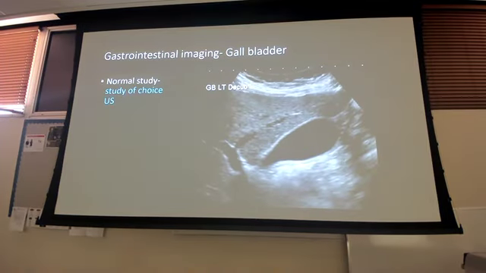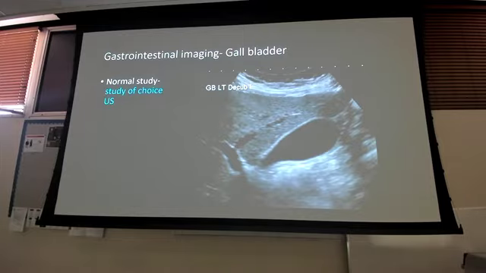Gallbladder. Ultrasound. Study of choice for the gallbladder is ultrasound, okay? Here is my nice fluid-filled, what kind of fluid? Bile. It's still fluid. Gallbladder. This is the gallbladder. This is why we use it.